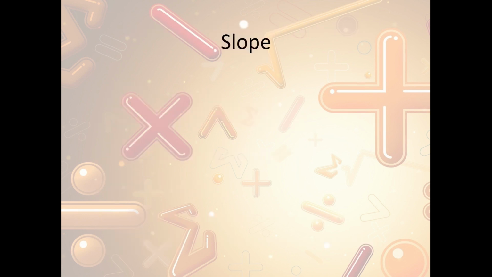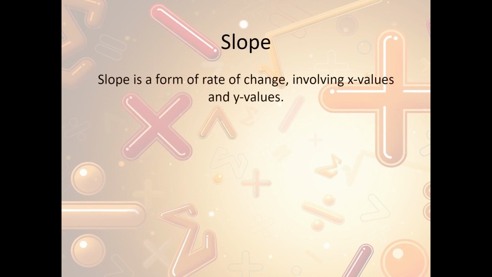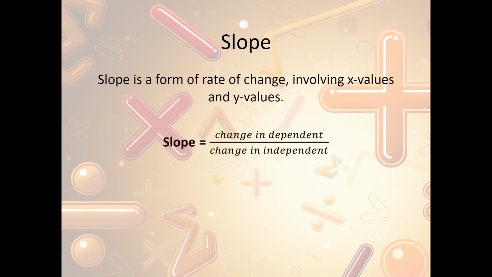Now let's talk about slope. What is slope? Slope is a rate of change involving x values and y values. Slope is known as the change in the dependent variable over the change in the independent variable. Now what does that really mean? That really means that slope is the change in the y values over the change in the x values. So it's always y over x.